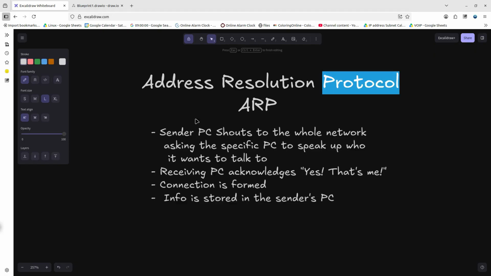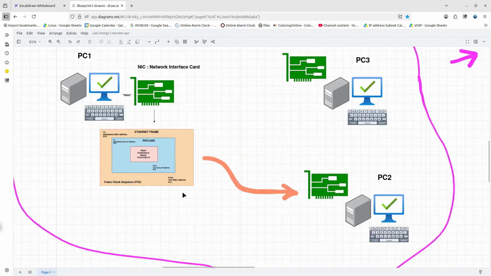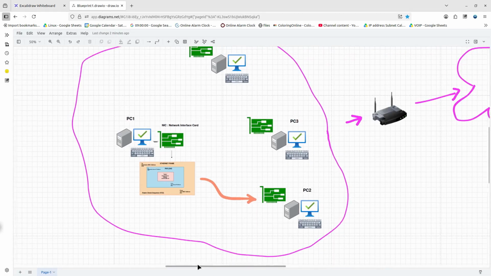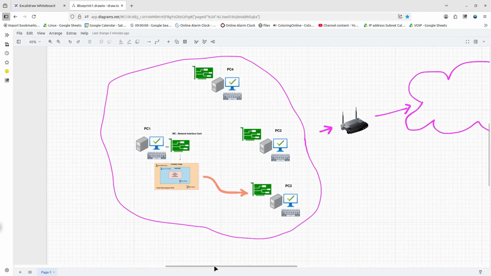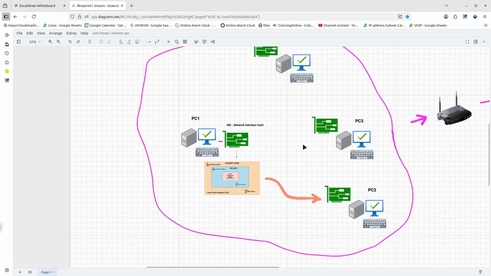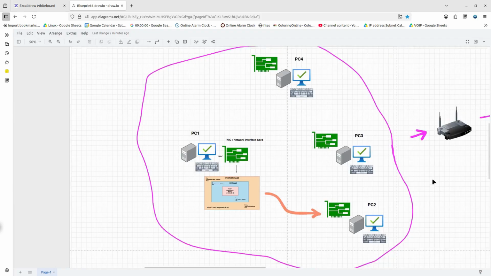So in this diagram that we referred to earlier in the previous videos, we are only going to use this as a baseline. Let's say in this private network there is PC1. This is the sender PC. It wants to send a message or data packaged in an Ethernet frame to one specific computer. However, there are three other computers competing for that. So how does it work?